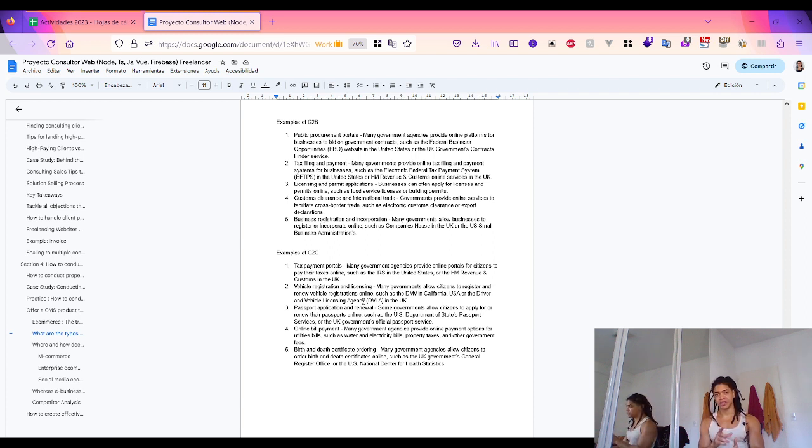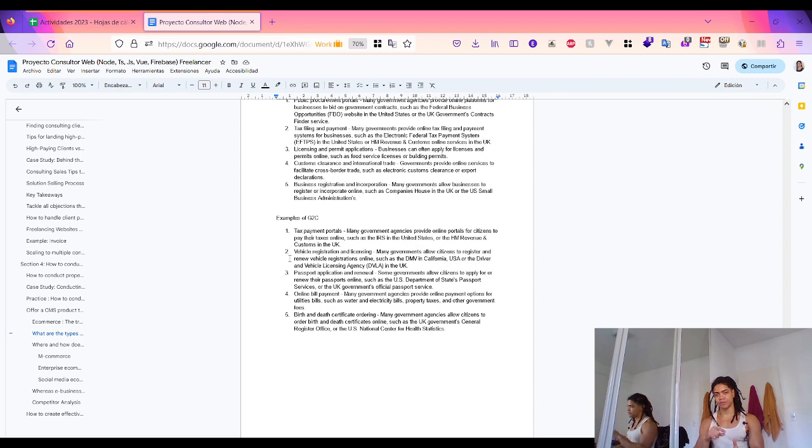Driving or vehicle registration and licensing. Government agencies allow citizens to register or renew their vehicle registration, such as the DMV, the Department of Motor Vehicles in California, US, or the Driver and Vehicle Licensing Agency in the UK.